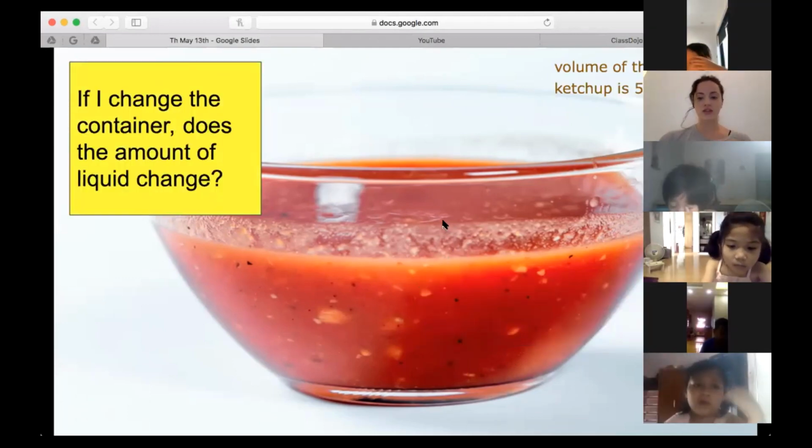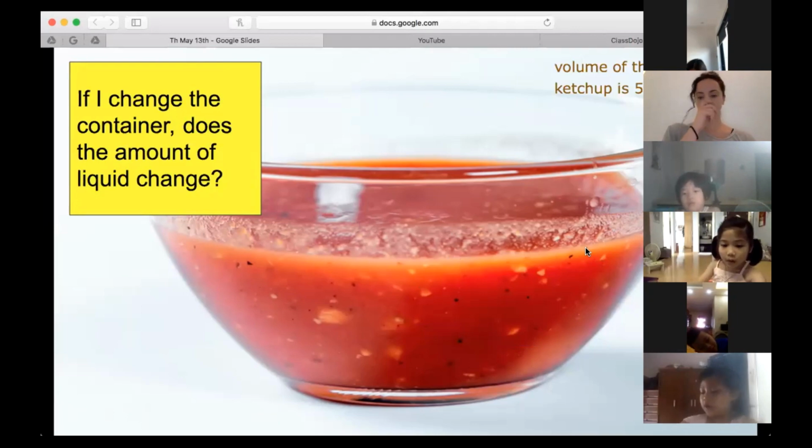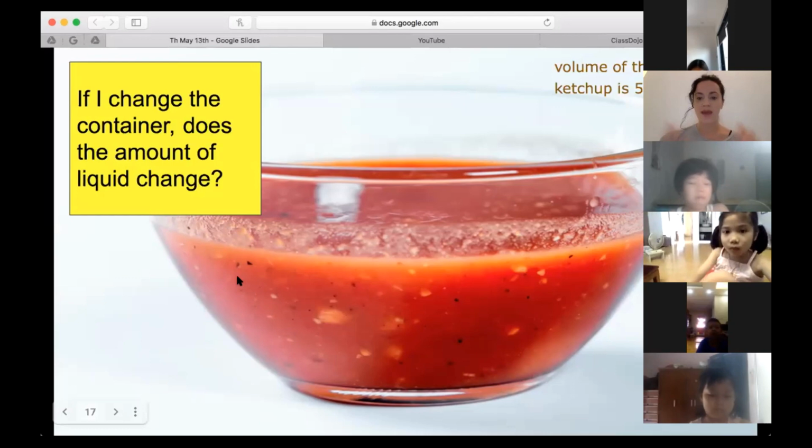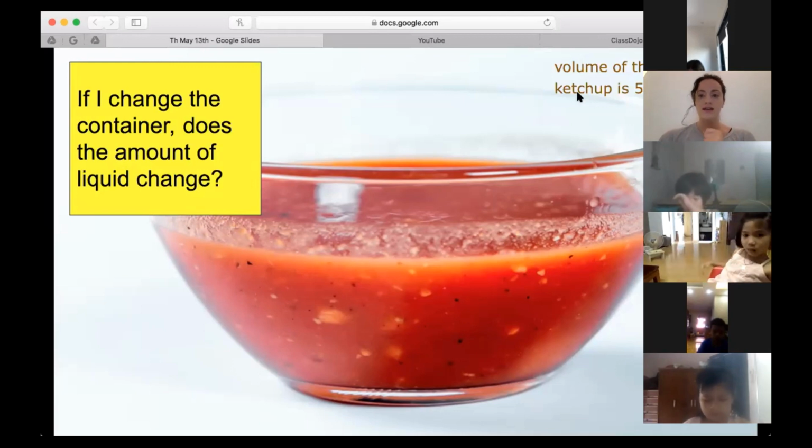Bunny, go ahead and read the question in the yellow box. If I change the container, does the amount of liquid change? Okay, and let's hear from Ben 10. What do you think? Will the volume change? If I put this ketchup in a new container, will the amount of ketchup change? It stays the same. Very good. If I change the container, the volume will still be 50 milliliters.